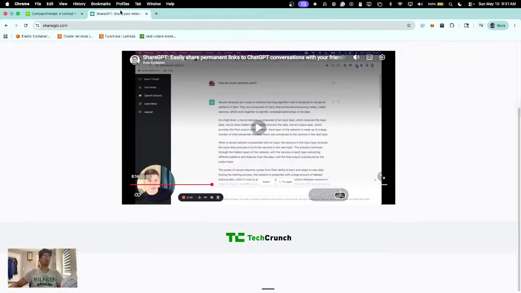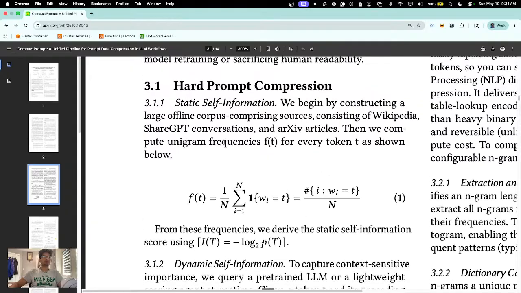But anyways, so that's it. ShareGPT conversations, and then arXiv articles as well, like this one that I'm reading here. That's just where you could post your research papers. Okay, cool. So you have this huge, vast amount of text.